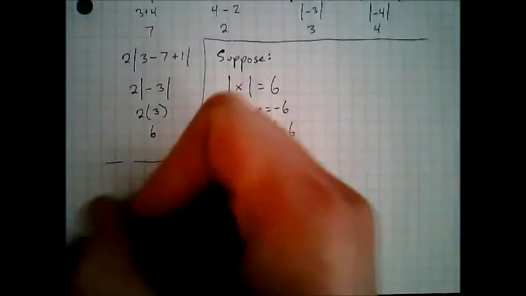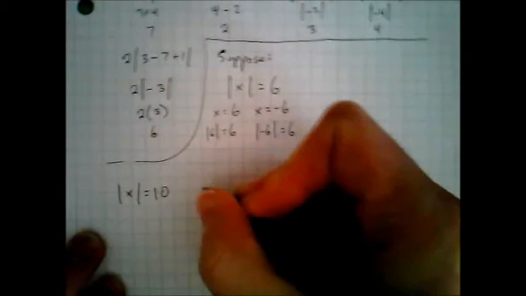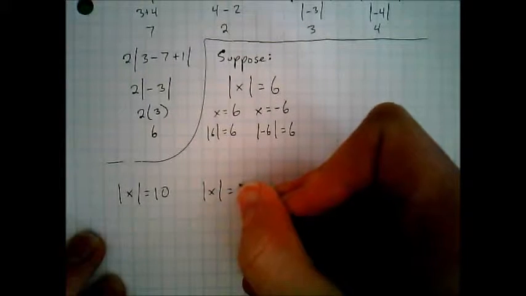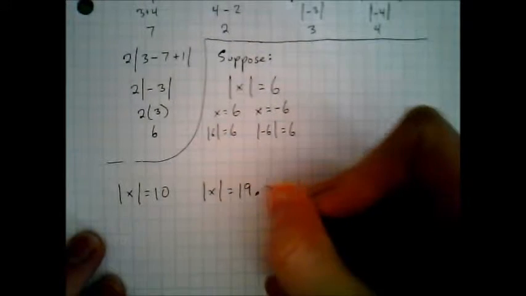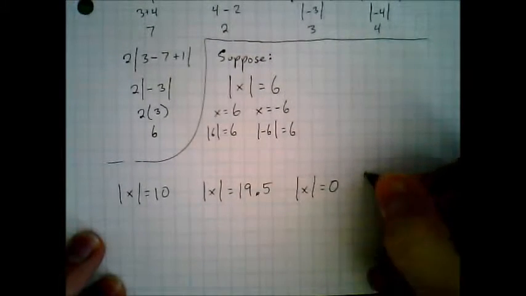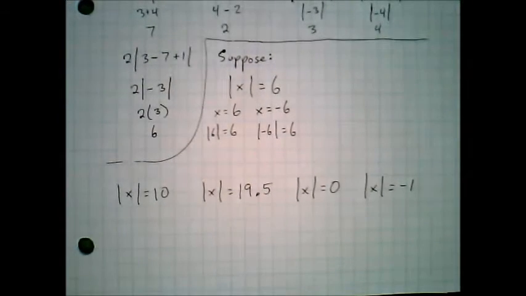So why don't you try these? I'm saying the absolute value of x equals 10. The absolute value of x equals 19.5. The absolute value of x equals 0. And the absolute value of x equals negative 1. So press pause, quickly try these, and press play when you're ready to go over it.